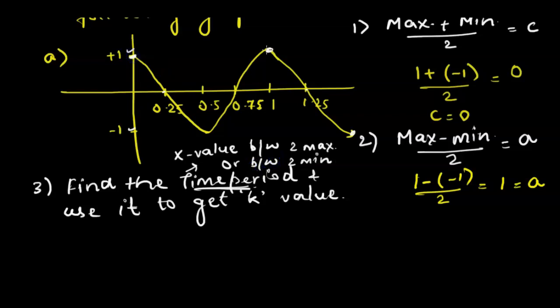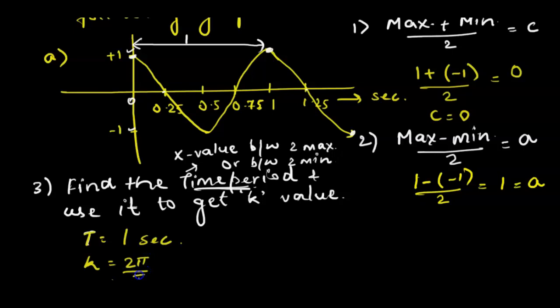So we have these two maxes here. The x distance between the 2 maxes is, because this point is 0 and this is 1, 1. Therefore, the time period in this particular example is 1. If the units are seconds, we can write the time period as 1 second. Now we use this time period to get the k value, and the k formula is 2 pi divided by time period. So 2 pi divided by 1 is 2 pi itself.